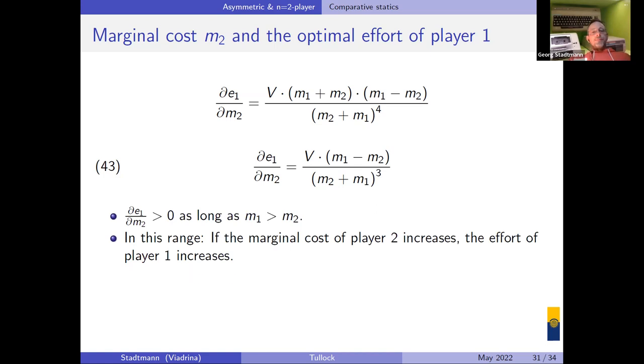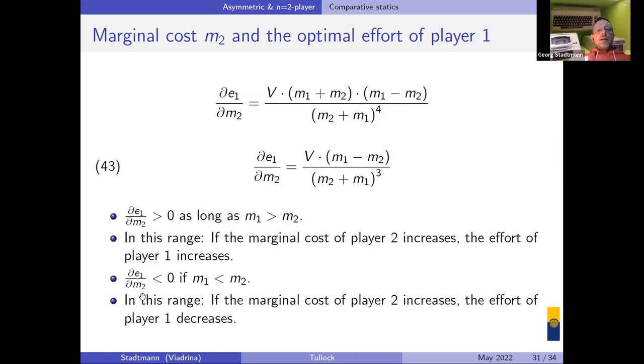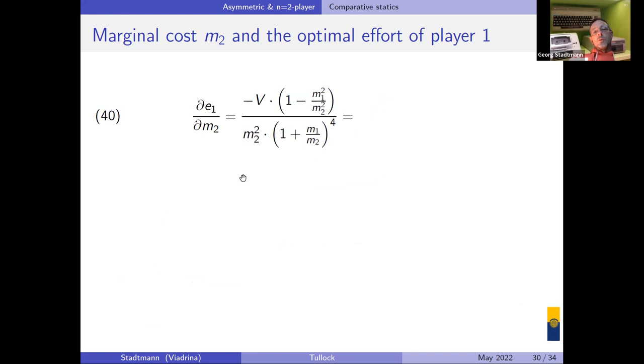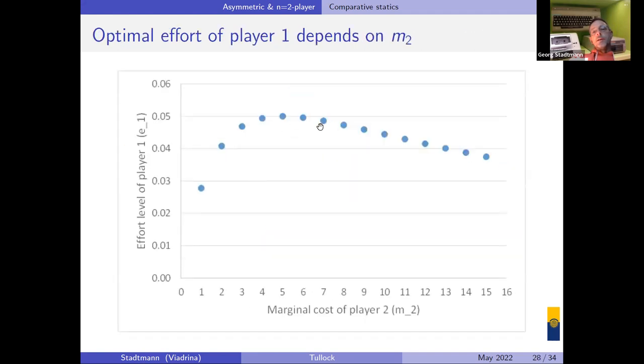So let's interpret this. The effort level differentiated with respect to M2 is positive as long as M1 is larger than M2. In this range, if the marginal cost of player 2 increases, the effort level of player 1 increases. The derivative of the effort level of player 1 with respect to M2 is smaller than 0, negative, if M2 is larger than M1. Because when M2 is larger than M1, this fraction will become negative and the whole expression will become negative. And in this range, if the marginal cost of player 2 increases, the effort level of player 1 decreases.